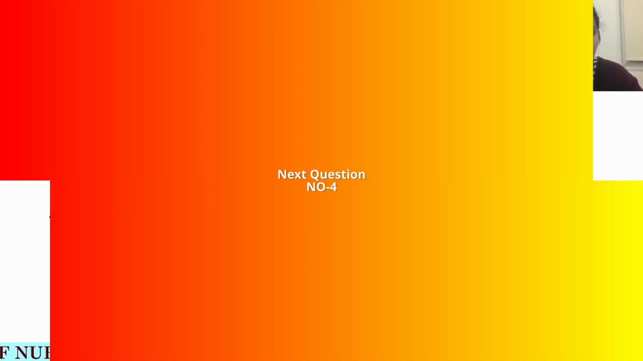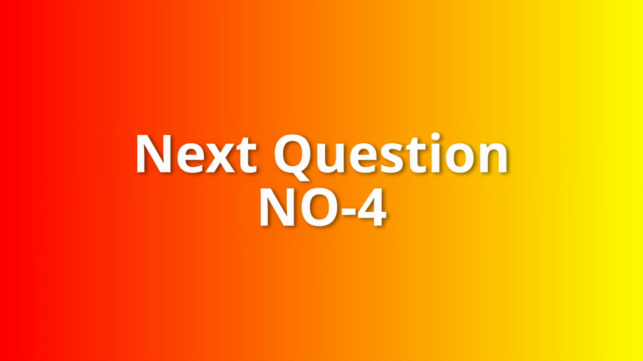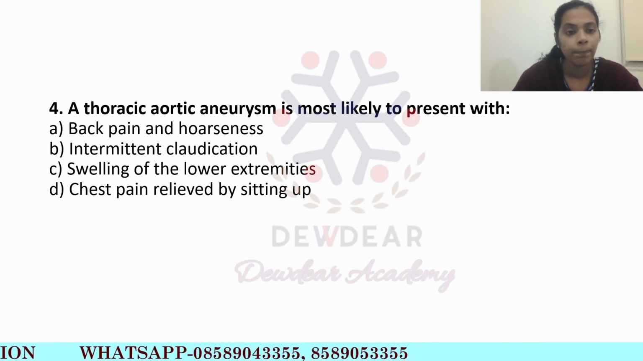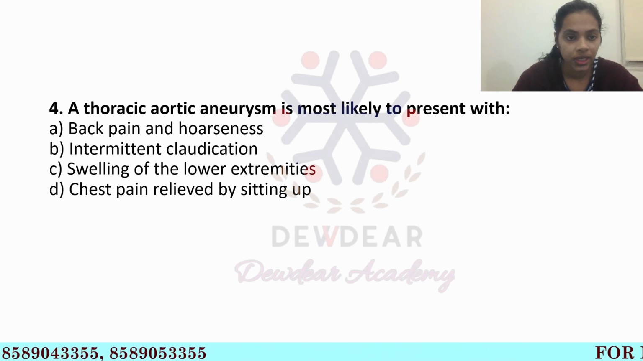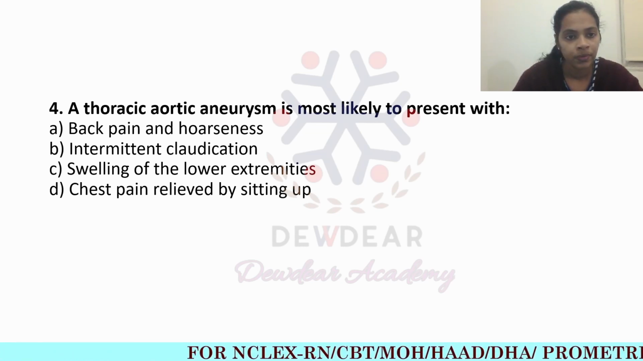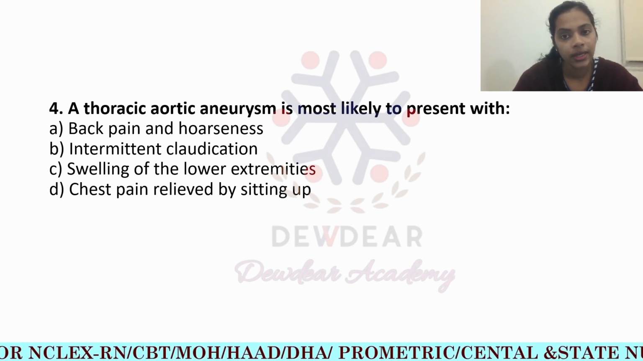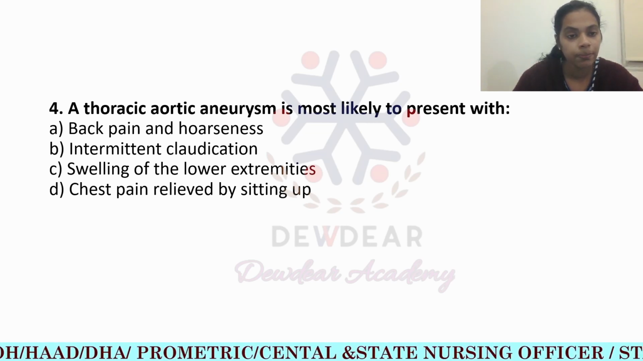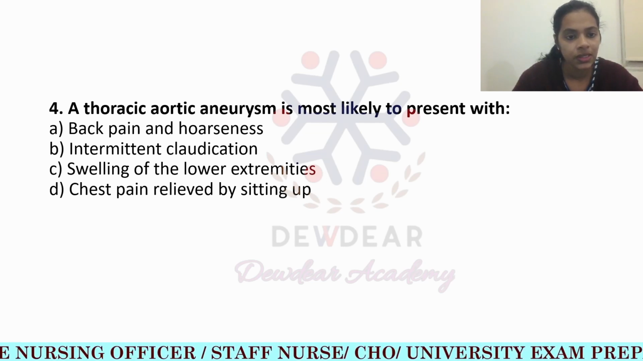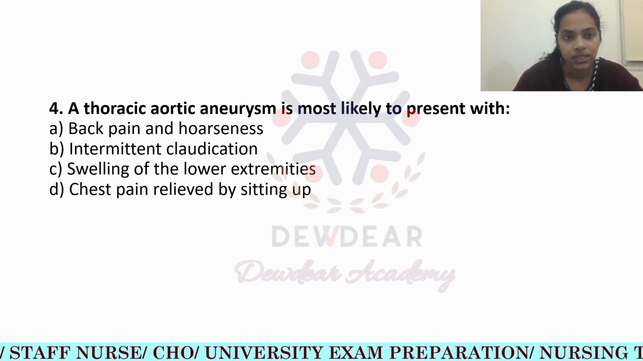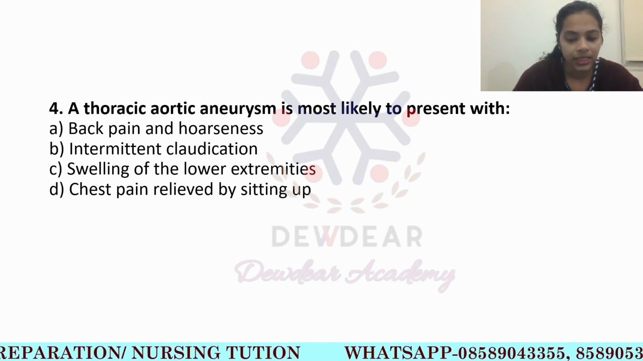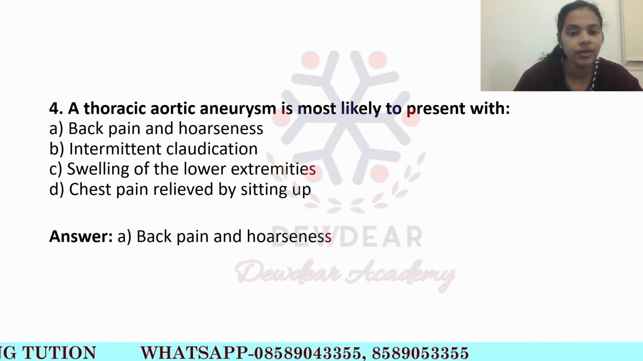Okay. Then the fourth question: a thoracic aortic aneurysm is most likely to present with, options are back pain and hoarseness, intermittent claudication, swelling of the lower extremities, chest pain relieved by sitting up. So the correct answer here is option A, that is back pain and hoarseness.